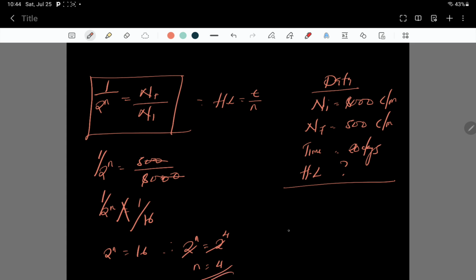To find the half-life, we'll proceed by saying half-life is equal to time given over number of disintegrations. The time given is 20, so 20 over 4, which is equal to 5. So we have 5 days as our final answer. This is how we do a simple half-life calculation when the number of counts are given.